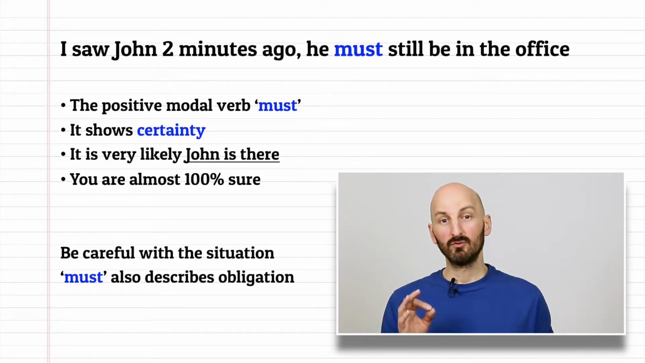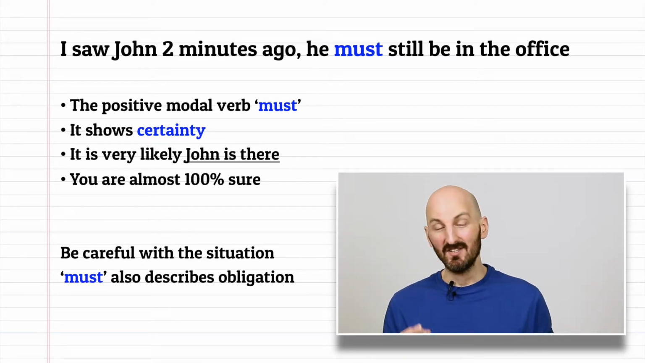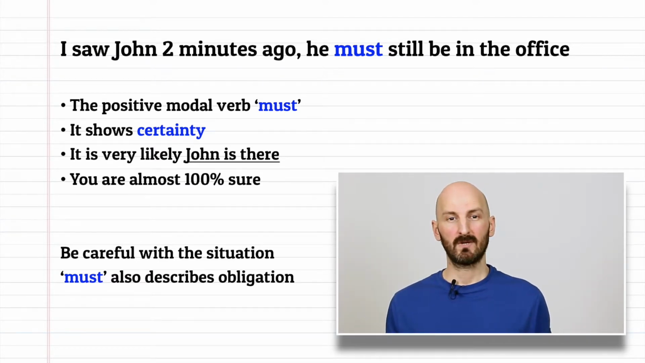Be careful. Remember we used must earlier for obligation? The meaning here is different. In this situation, it describes certainty, something you are very, very sure of. Let's think. When did you see John? Very recently, 2 minutes ago. Is it possible he's still in the office? Yes, absolutely. Is it likely he's still in the office? Yes, absolutely. So are you very certain? Yes, 100%. And is there any obligation? No. So we use must to describe certainty, and the meaning is clear from the context and the situation.